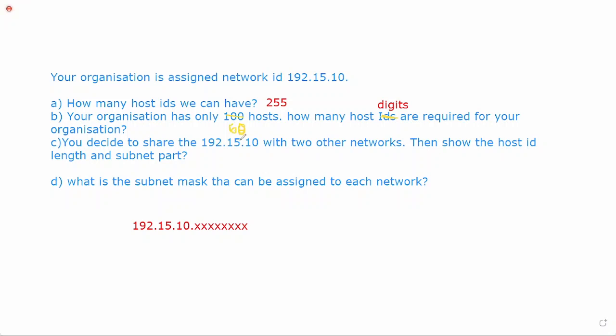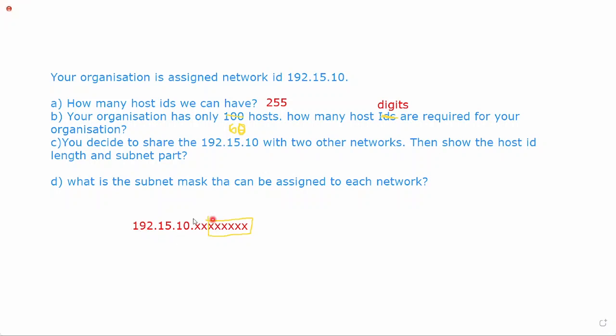So if you have 60 computers, how many digits are required? 60 means we have to go to 64, which means we need only 6 digits. 1, 2, 3, 4, 5, 6. These 6 digits we are going to use for the host ID. So now we have the remaining 2. What can we do with these remaining 2? This part of the IP address we cannot change because it is already given to you. You don't have any authority to do anything with it.